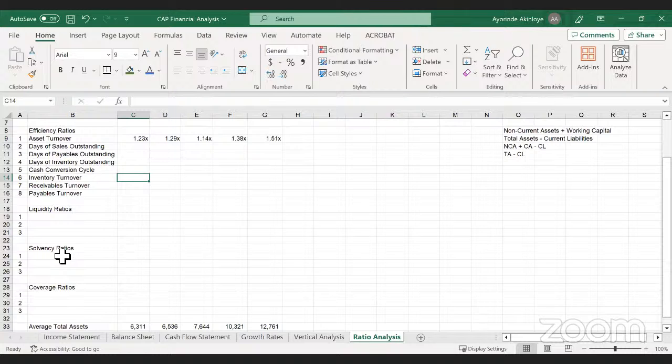If you look at the notes to the accounts and you see that they measure based on selling price, then when calculating inventory turnover you don't use cost of goods sold, you use total revenue. But in this case, I want to believe that CAP uses a cost basis for their inventory.